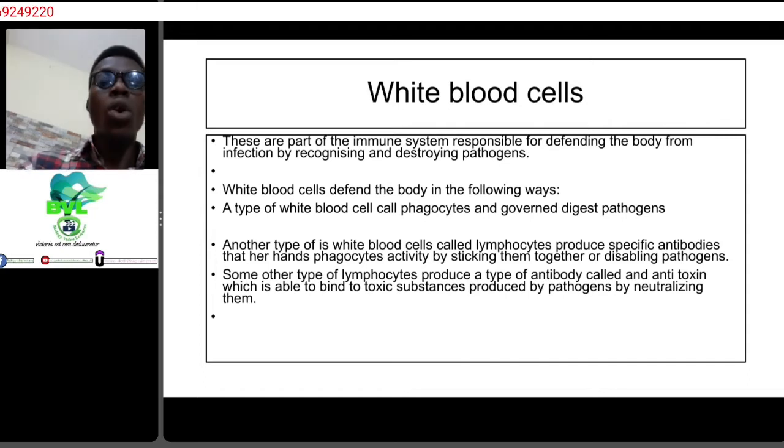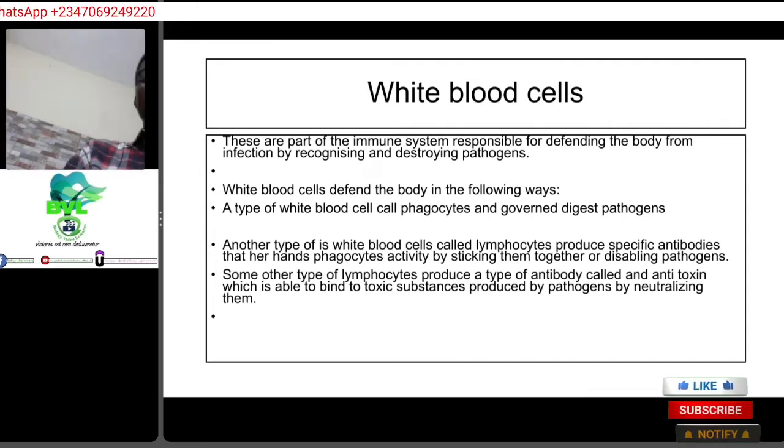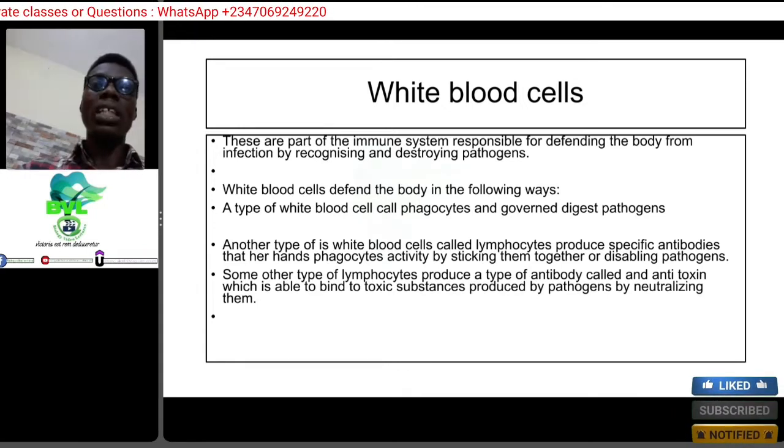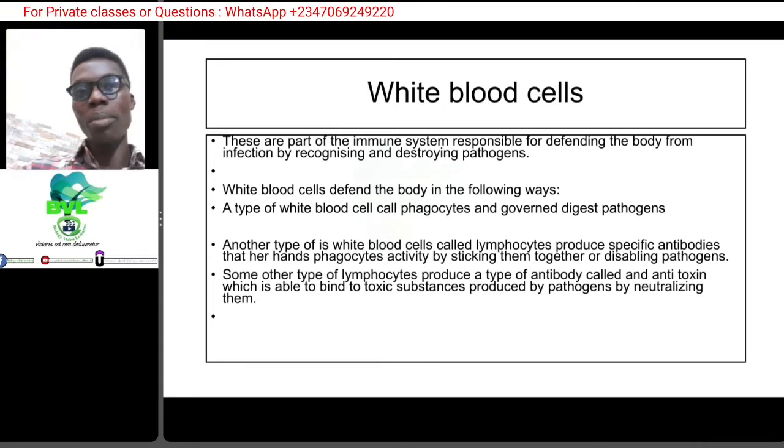We'll move on to the next cellular component of the blood, which is the white blood cell. Now, white blood cells are basically the immune system of the body.